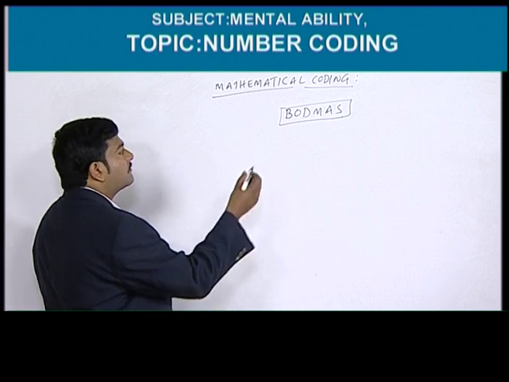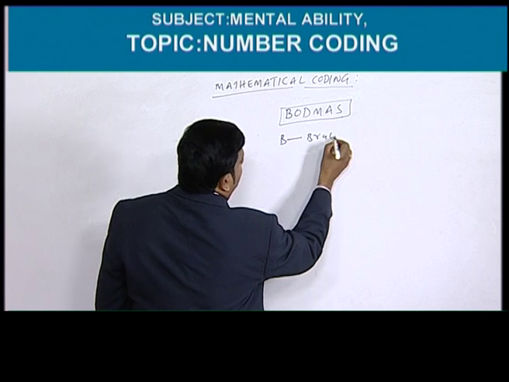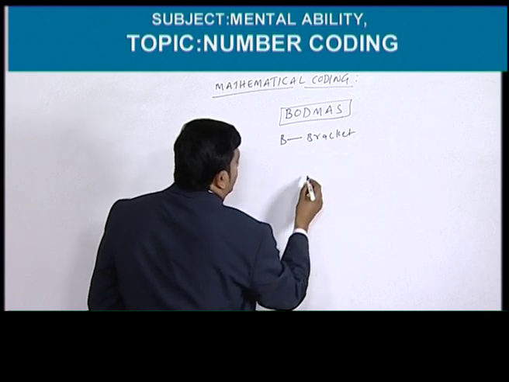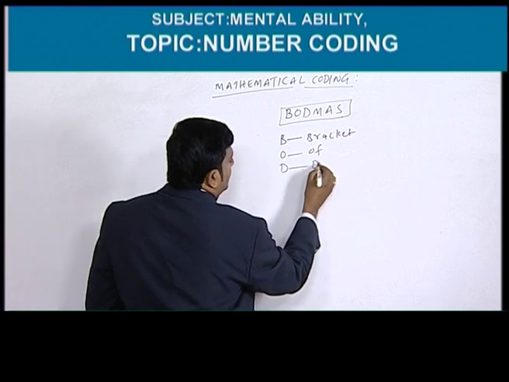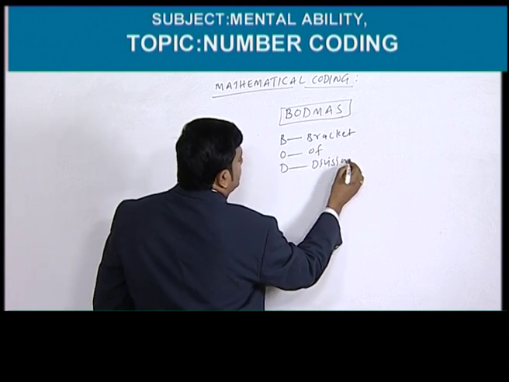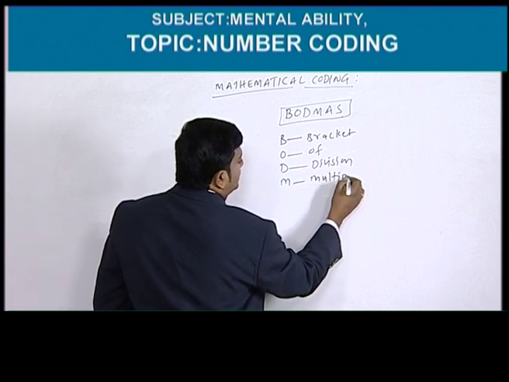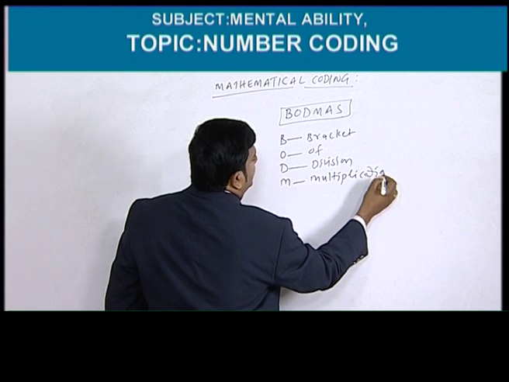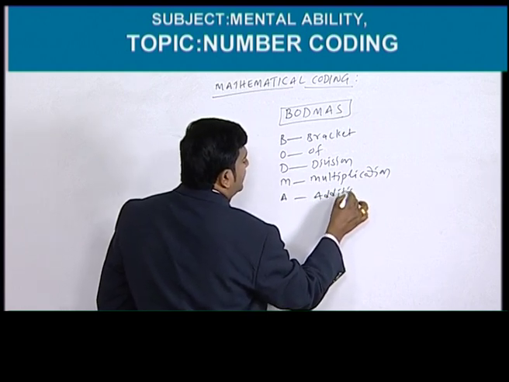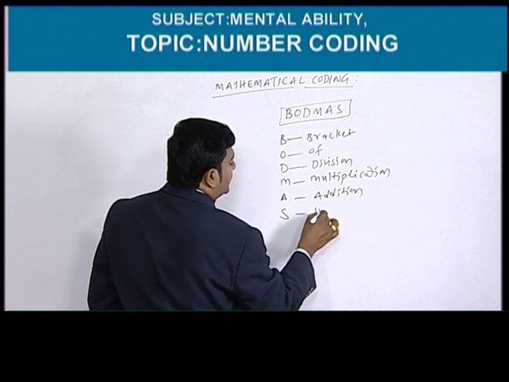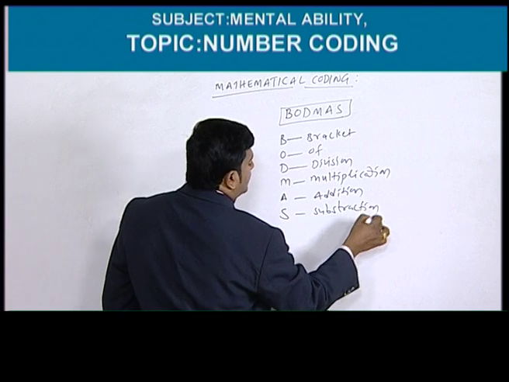Okay, now what is BODMAS? So here B means what? B stands for bracket. O stands for off. D means division. Similarly, M means multiplication. A means addition. And S means subtraction. Okay, so this is the concept here.